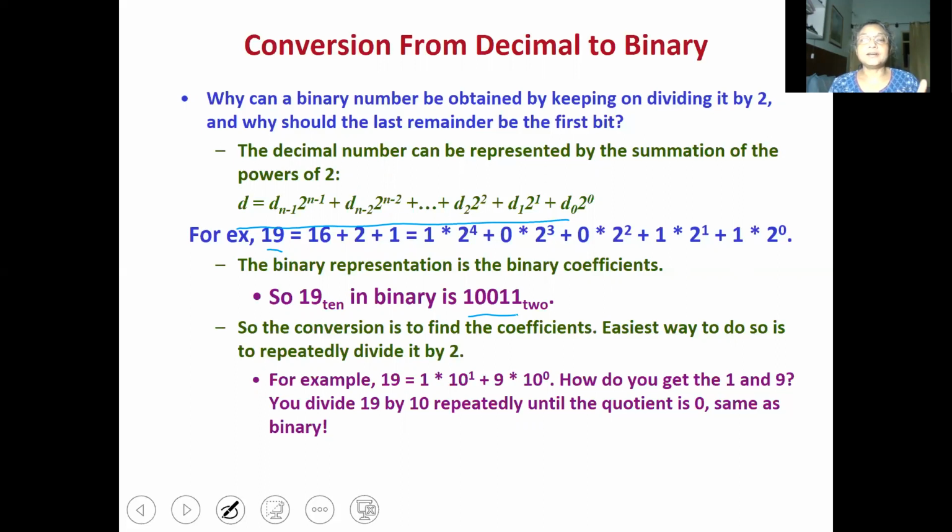The whole point of conversion from decimal to binary is to find these coefficients. And how can we find these coefficients? We can repeatedly divide by 2. Just as 19 equals 1 into 10 plus 9 into 1, and we get the 1 and 9 by dividing 19 by 10 until the quotient is 0, so if you want to get the binary representation, we have to keep dividing by 2 and accumulating the remainders from right to left.